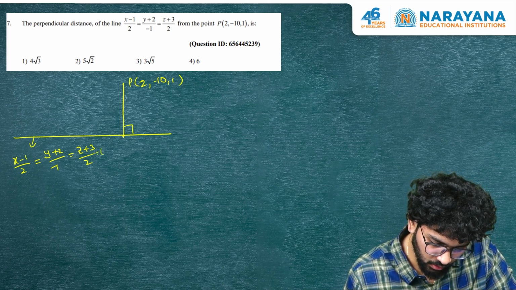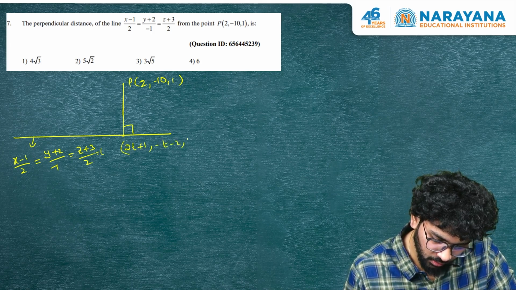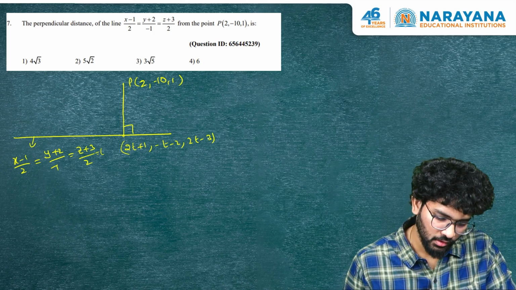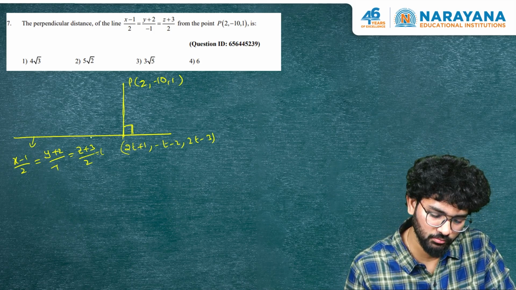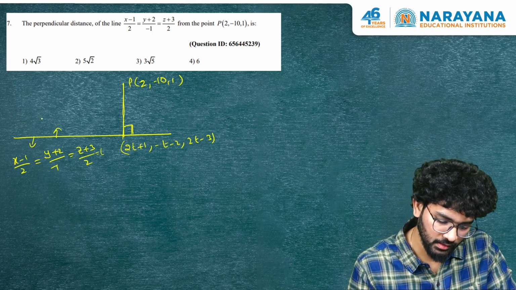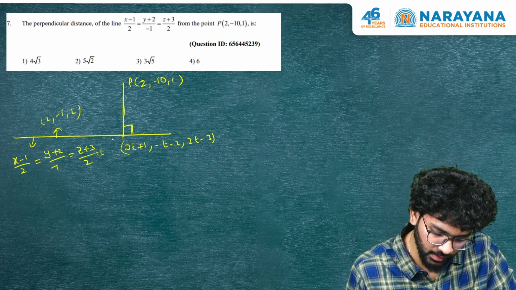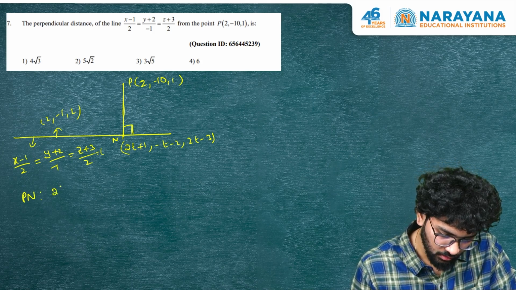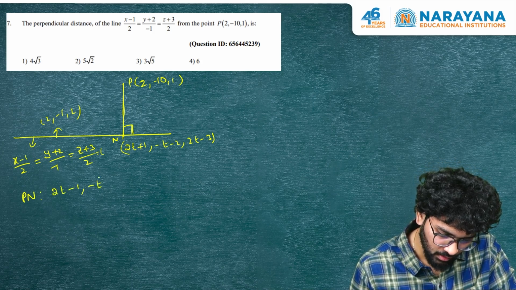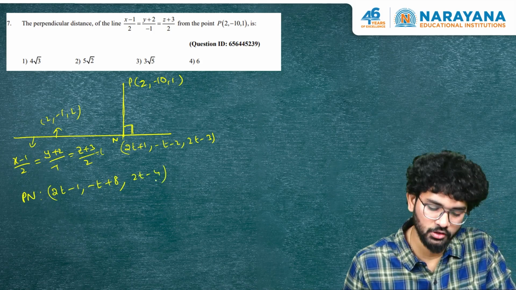Let us assume this point with respect to this line. If I take this equal to t, the general point on this line will be (2t + 1, -t - 2, 2t - 3). Since we are asked for the perpendicular distance, the dot product between these two must be 0. Direction ratios of this line are 2, -1, 2. Let us assume the foot of perpendicular is some N. So Pn direction ratios, if I find them, I will get 2t - 1, -t + 8, 2t - 4. These are the direction ratios of the line Pn.